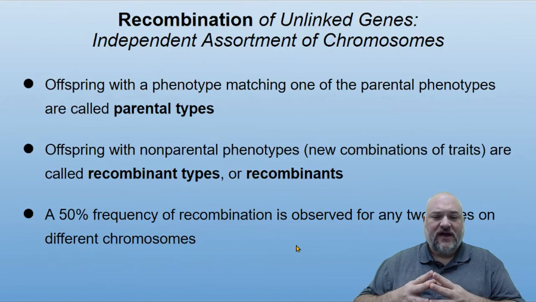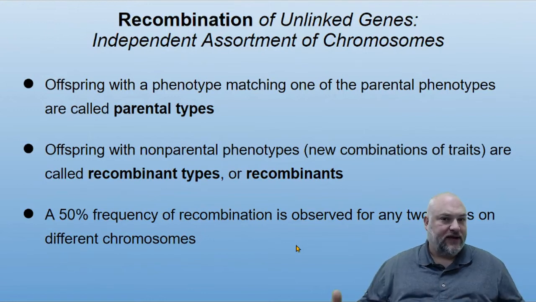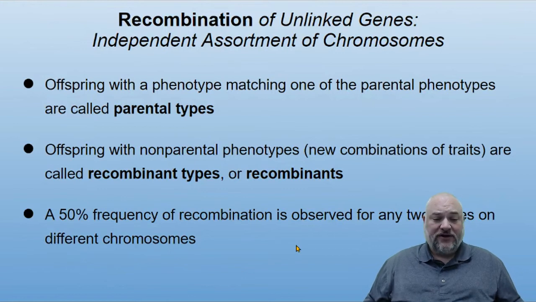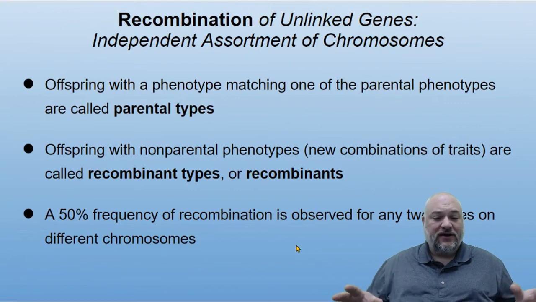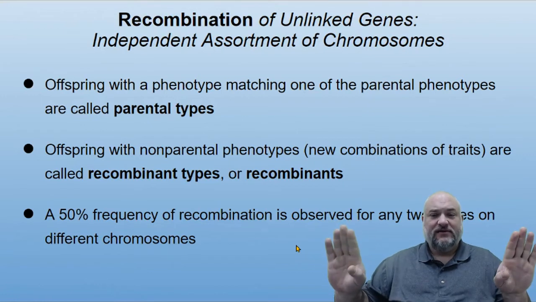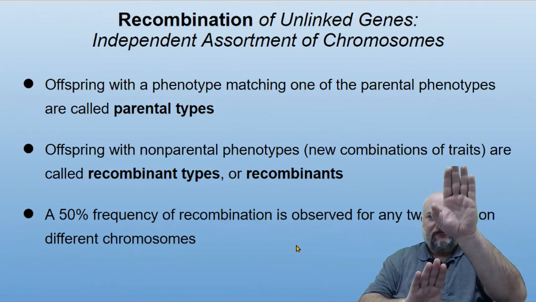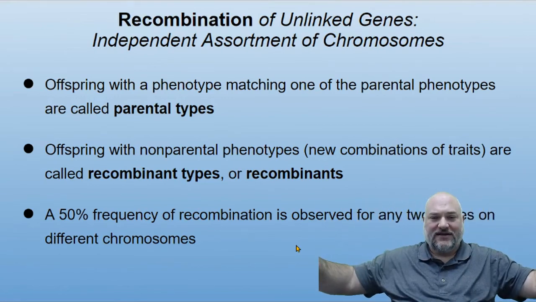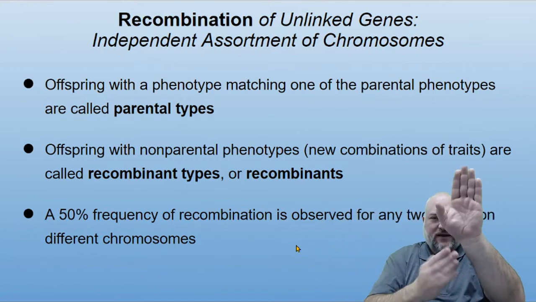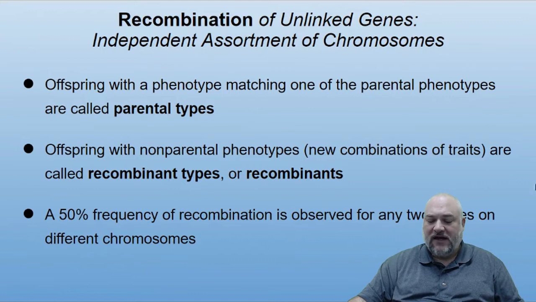So, offspring with a phenotype matching one of the parental phenotypes are called parental types. The offspring with non-parental phenotypes, or new combinations of traits that weren't seen on the parent, are called recombinant types. With that, 50% frequency of recombination is observed for any two genes on different chromosomes. If they're on different chromosomes, right, they got a 50% chance of both winding up going into the same egg or going into opposite eggs, depending on which way the chromosomes assort when they're going up in metaphase. So 50%, 50-50.